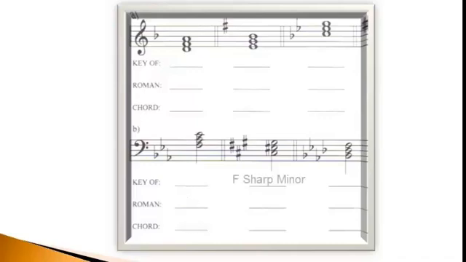The next example is in the key of F sharp minor. The Roman numeral is an uppercase 5 because the 5 is always a major chord in a major key or a minor key. You can see that the E has a sharp. It has been raised because that's the 7th note of the scale. So the chord, in this case, is C sharp major. Even though it's in a minor key, it's a major chord.